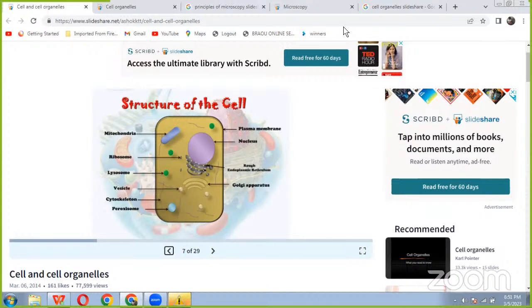What are the ultrastructure and the chemical components of the cell? Mainly, the cell wall is made of mostly cellulose.